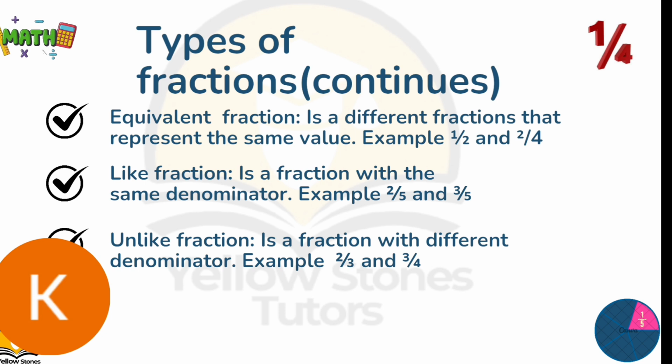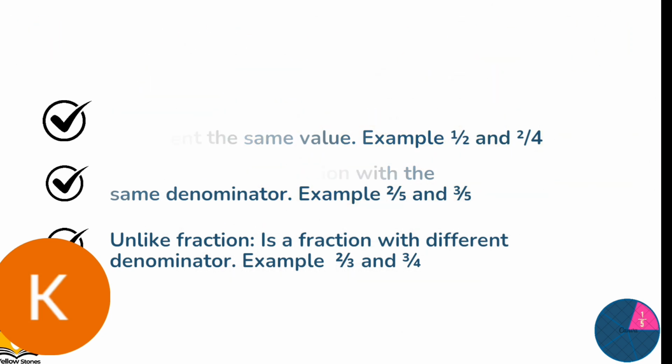A like fraction is a fraction with the same denominator. When two or more fractions have the same denominator, they are regarded as like fractions. We move to the next one, which is unlike fraction. As the name implies, unlike fractions are fractions that have different denominators.